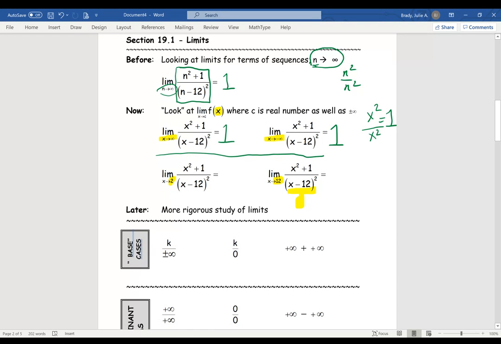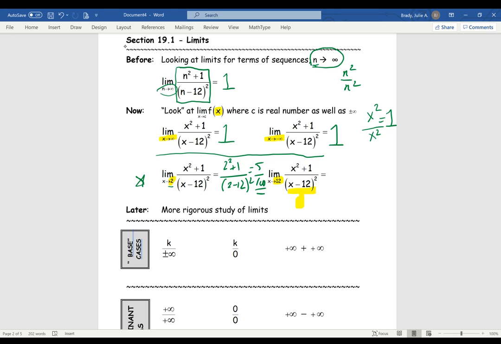So we say these two limits are 1. And then, since we're thinking about functions, not sequences, let's think about a particular value. So a real number is the input. Well, if you put in 2, nothing crazy happens. And this is really what happens most of the time. For most values of x, the function behaves nicely. So if you just put a 2 in, you get 2 squared plus 1 over 2 minus 12 squared, and I think that's 5 over 100. So the limit is just the same as the output. So nice, not too interesting.